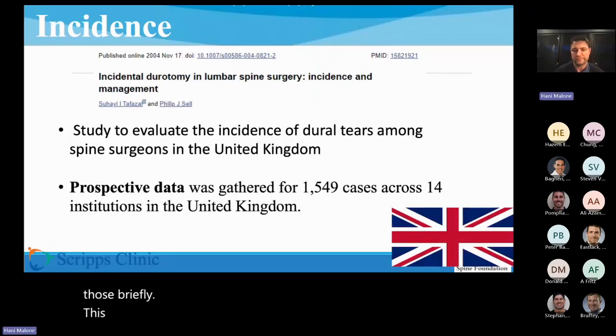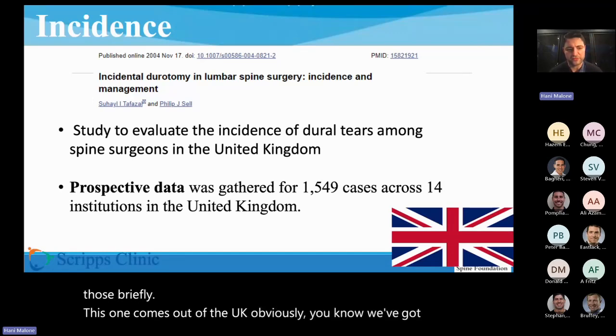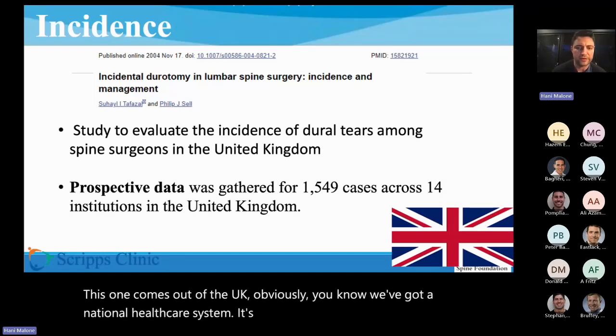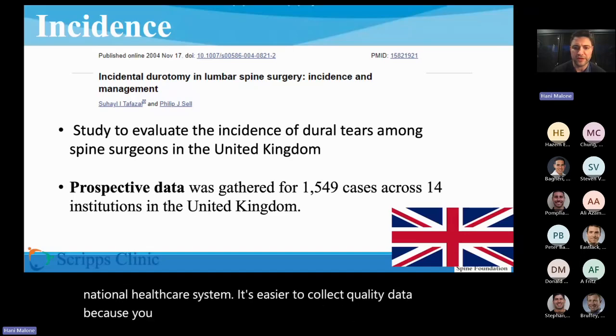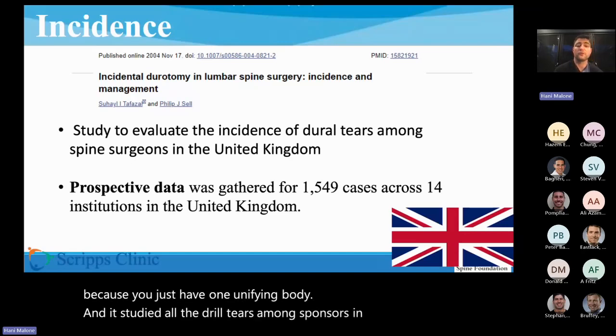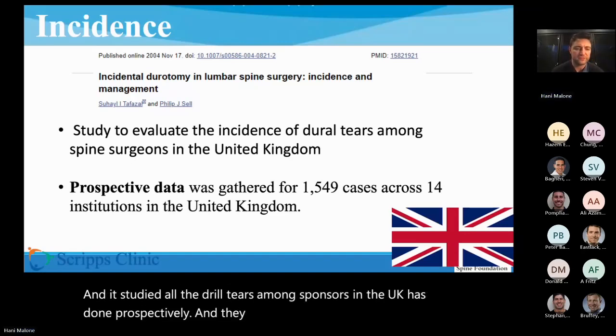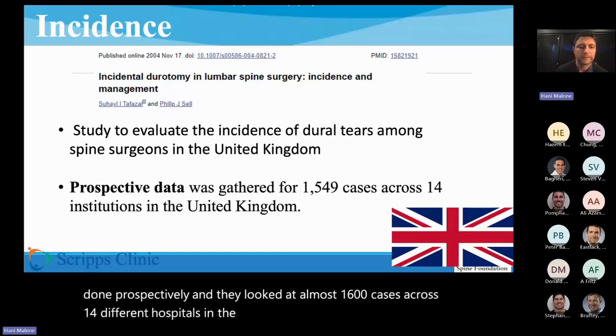This one comes out of the UK. Obviously, where you've got a national healthcare system, it's easier to collect quality data because you just have one unifying body. And it studied all the dural tears amongst spine surgeons in the UK. It was done prospectively, and they looked at almost 1,600 cases across 14 different hospitals in the UK.